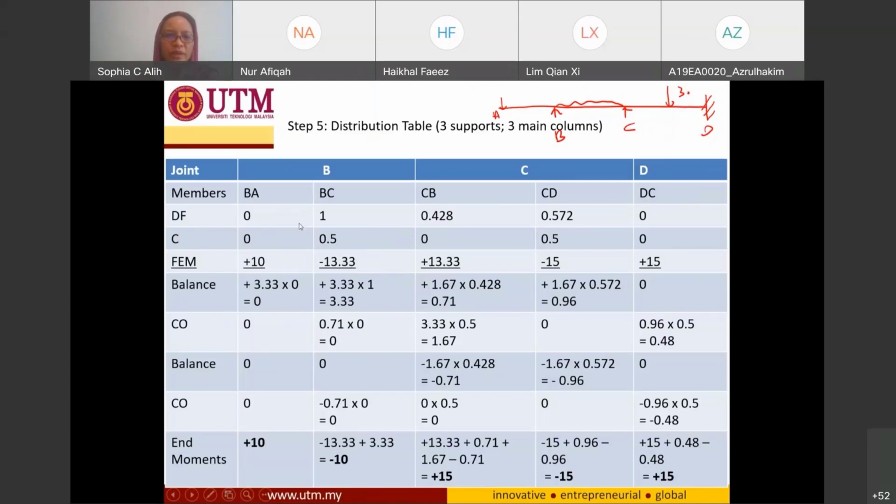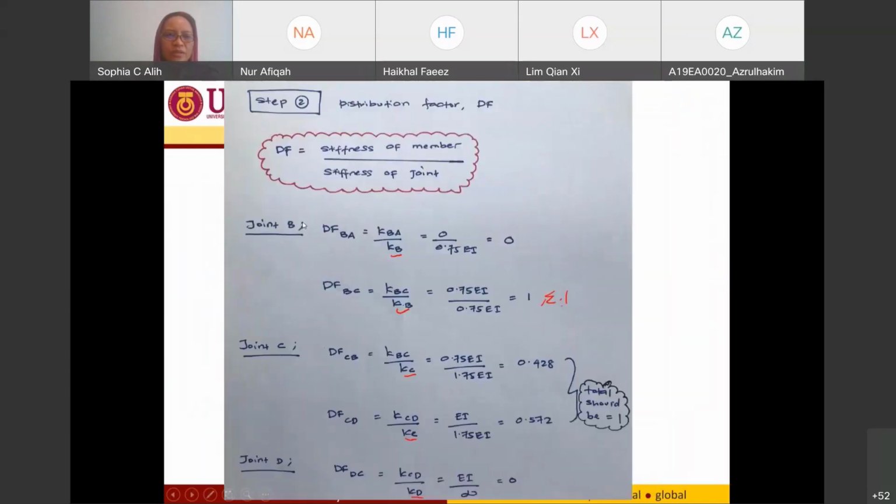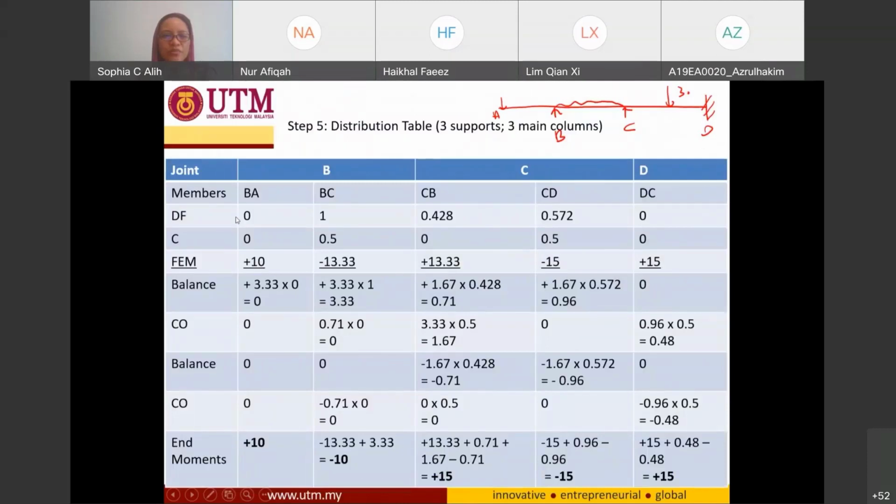So you just have to take it back over here. So let's see, this is step 2, where you have calculated the distribution factor. The distribution factor for BA is 0, BC is 1, CB is 0.428, CD is 0.572, and DC is 0. So this is where we got it, distribution factors 0, 1, and these values, right? And we also have the carryover factor.